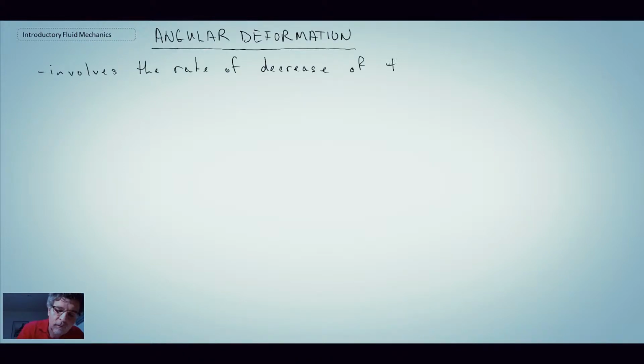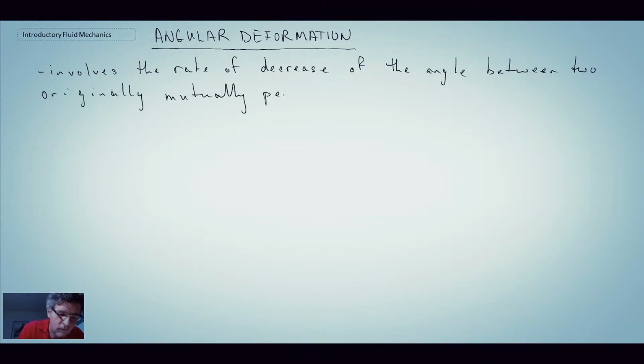We're now taking a look at another type of general motion within a fluid, and that is angular deformation. The definition of angular deformation is the rate of decrease of the angle between two originally mutually perpendicular lines. And we'll define that angle as being gamma.